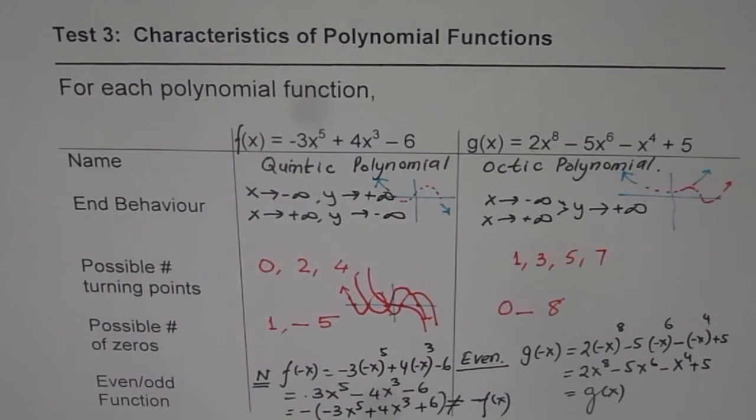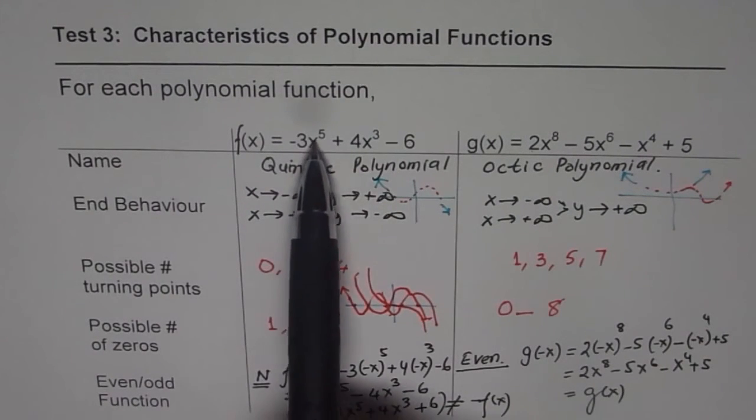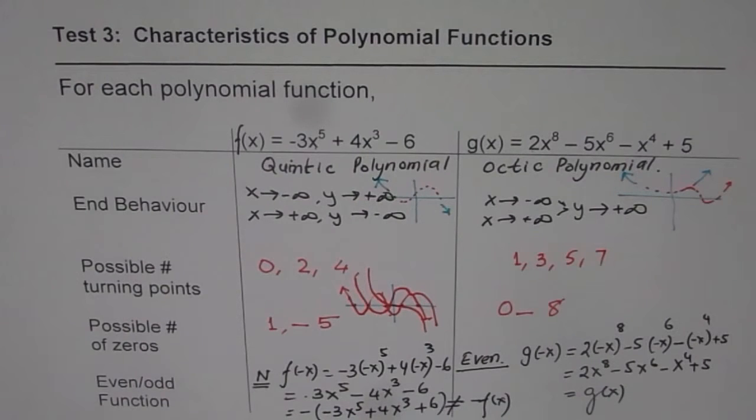So you have to show your work to find whether it's even, odd, or neither, right? But this explanation works if you have to just see the degrees. If all are even, then the function will be even. If all are odd, then the function will be odd.